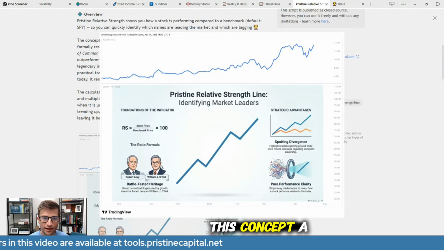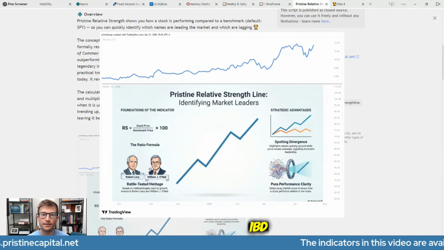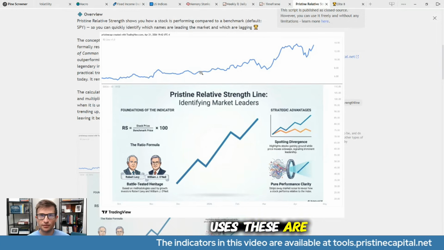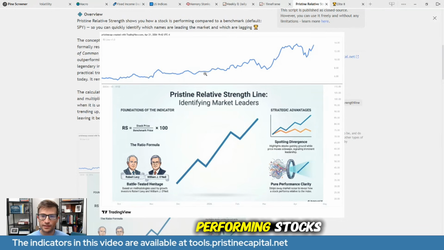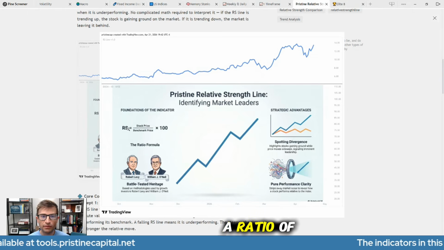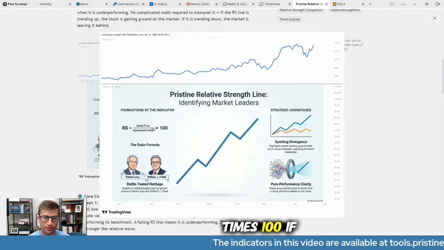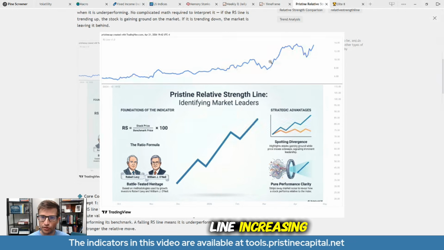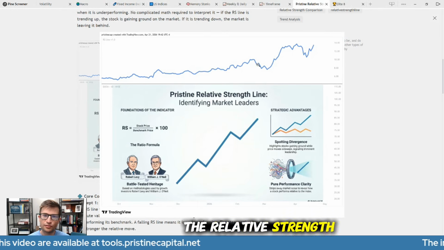William O'Neill took this concept a step further, and he created the relative strength line for his company, IBD. And that really incepted what we know today and what everyone uses. These are timeless principles, and this indicator has been used for decades to find outperforming stocks. Relative strength is a simple yet elegant formula. It is simply a ratio of a stock price divided by its benchmark price times 100. If a stock is outperforming its benchmark, you will see the relative strength line increasing, and as a stock begins to underperform its benchmark, you will see the relative strength line decrease.